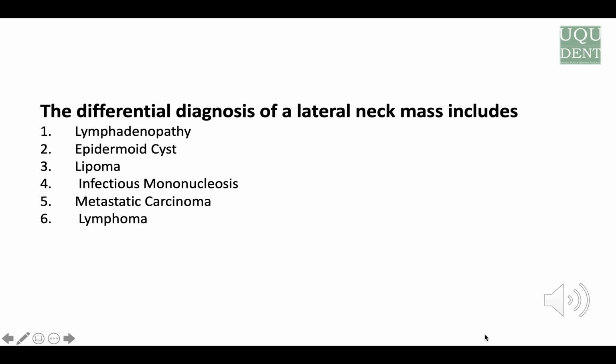The last list of the differential diagnosis is for lateral neck swelling. You can consider lymphadenopathy, epidermoid cyst, lipoma, infectious mononucleosis, metastatic carcinoma, or lymphoma.